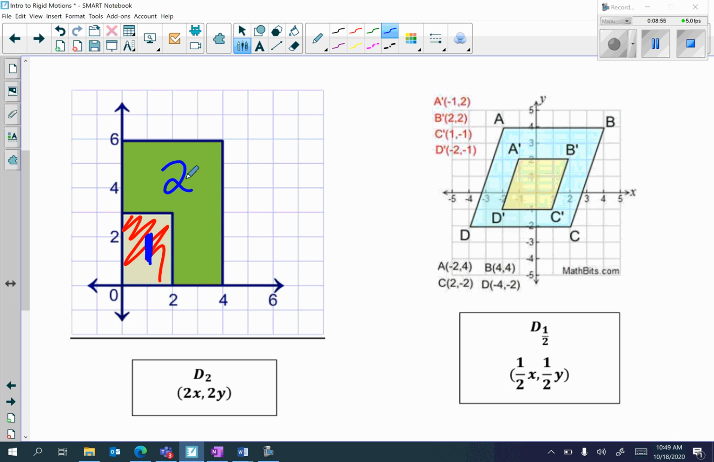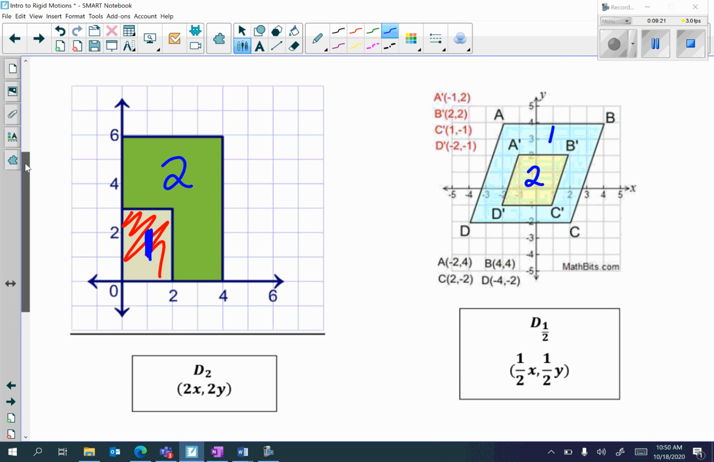Whereas if we look at the next picture, I have quadrilateral ABCD. That's going to be my preimage, and my image A prime, B prime, C prime, D prime. Notice that this is getting smaller, so it's a dilation of 1/2. We're multiplying 1/2 by the x value and the y value. So in a dilation, the image is either bigger or smaller. And remember, it is not a rigid motion.